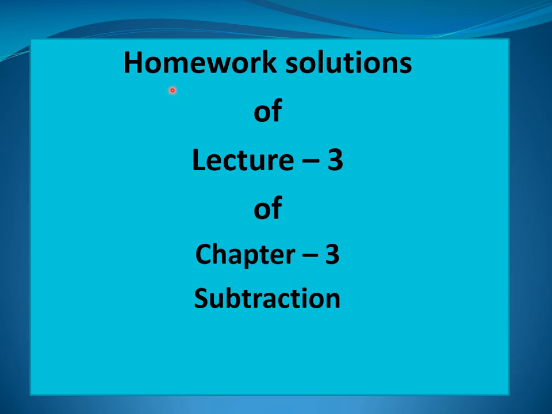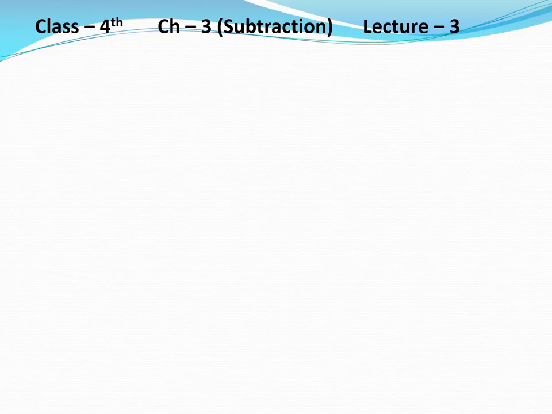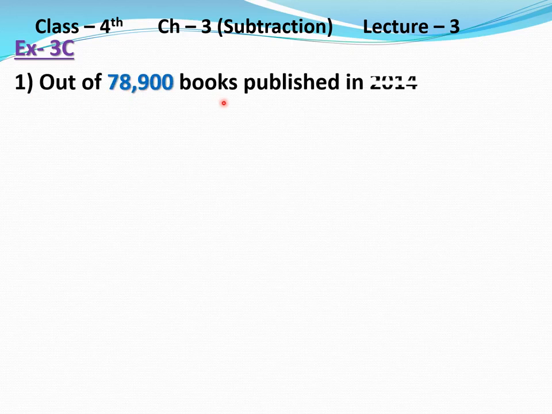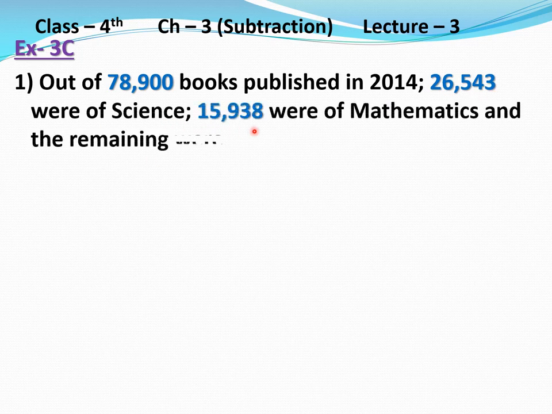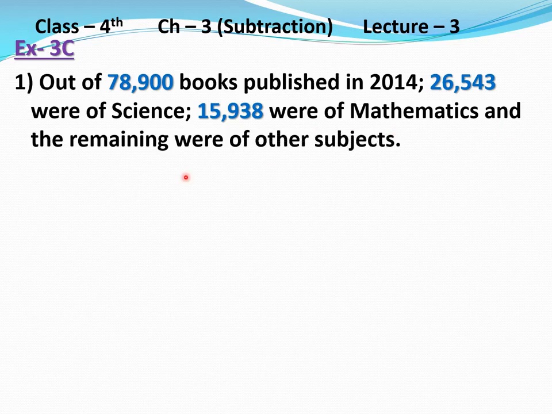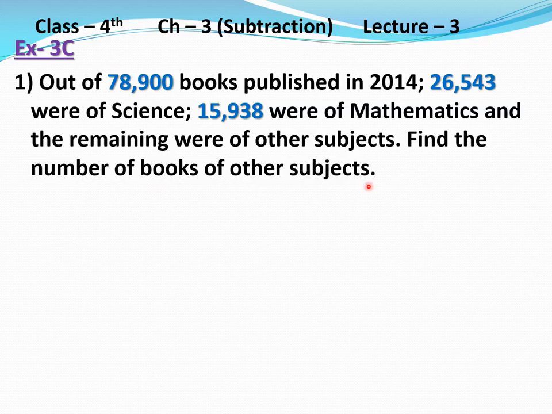Now, I will discuss homework solutions of lecture number 3 of chapter number 3, subtraction. Now, exercise 3C. Question number 1. Out of 78,900 books published in 2014, 26,543 were of science, 15,938 were of mathematics, and the remaining were of other subjects. Find the number of books of other subjects.